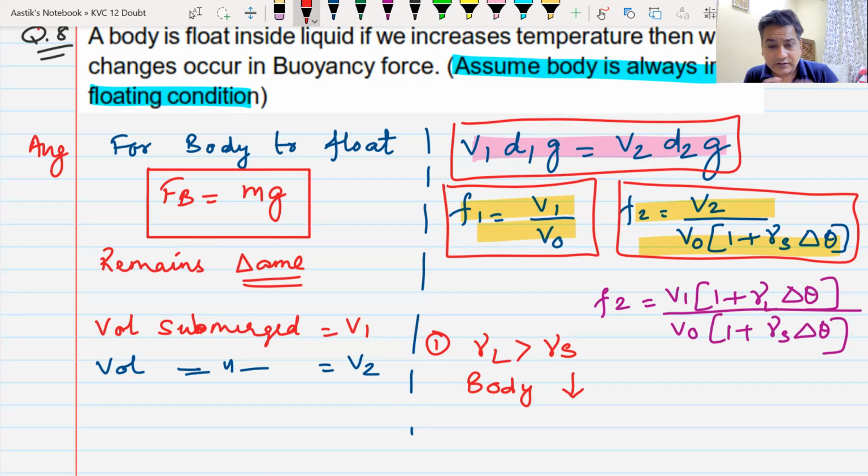If the reverse happens, which is impossible because gamma of the liquid cannot be less than gamma of the solid, if by chance a question is made, then the body will come up. But the body will never come up, because the density of the liquid is going to go down and the volume of the solid is going to increase. So the body will always go down. Do we understand this? Yes, sir. That is all they are going to ask. They are not going to ask you all these things. This is just beyond the time that you get. Do we understand this, everyone?